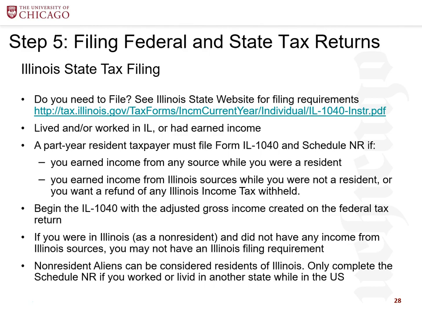You'll begin the Illinois 1040 with the adjusted gross income created on the federal tax return. So it's always a good idea to fill out your federal tax return prior to filling out your state tax return. And if you were in Illinois as a non-resident and did not have any income from Illinois sources, you may not have an Illinois filing requirement, but you should still look on their website to be sure of that. Non-resident aliens can be considered residents of Illinois, so you'll only complete the Schedule NR if you worked or lived in another state while in the U.S.